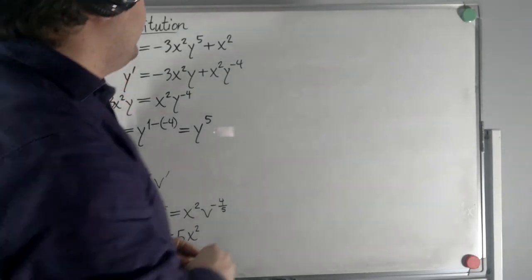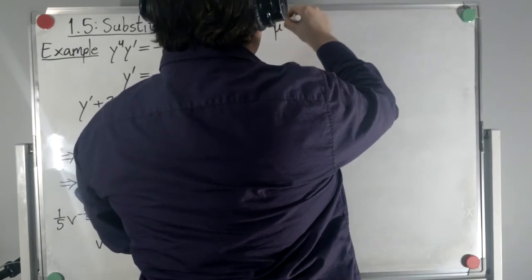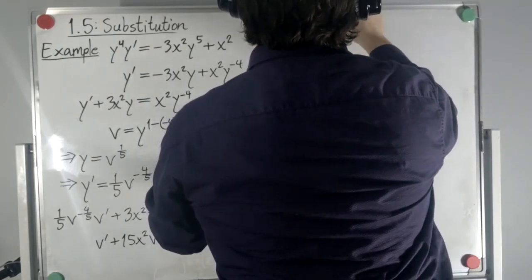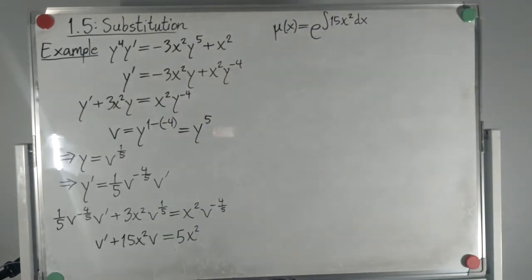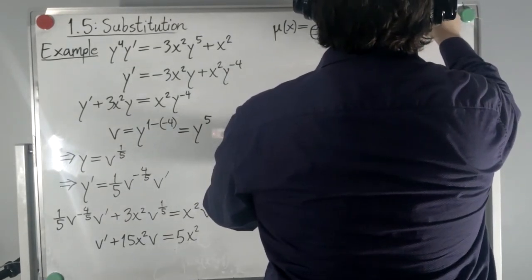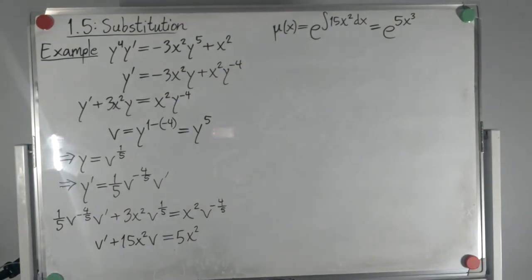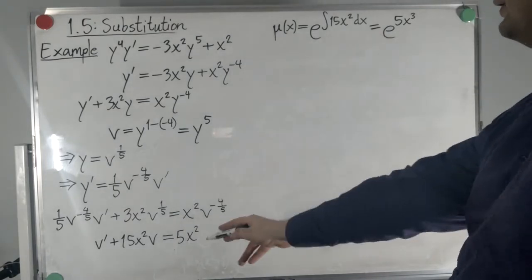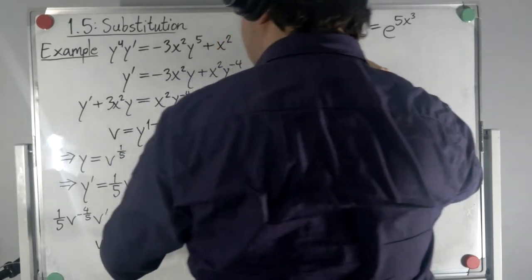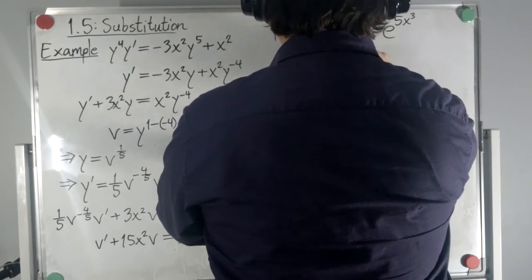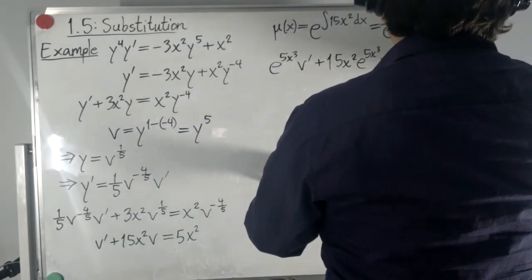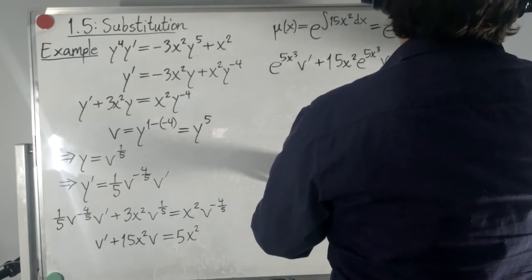So, we define the integrating factor. Mu of x is going to be equal to e to the antiderivative of 15x squared. So that's going to end up being e raised to the 5x cubed. You multiply the entire standard form by the integrating factor. You get e to the 5x cubed v prime plus 15x squared e to the 5x cubed v equals 5x squared e to the 5x cubed.